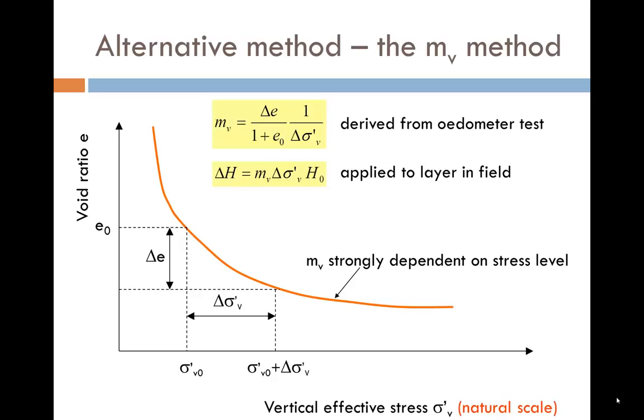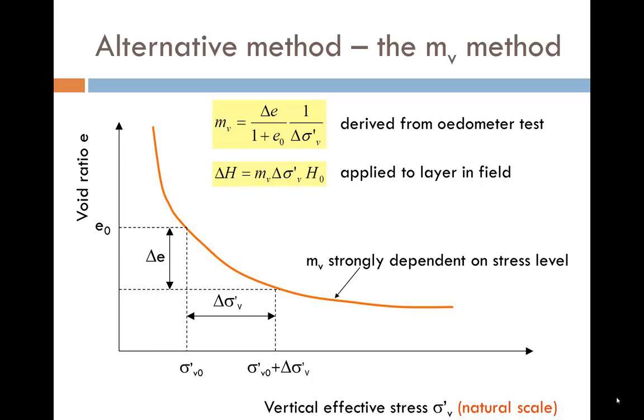An alternative to this method is what's called the mv method. If the vertical effective stress is plotted on a normal scale instead of the log scale we have been using, we get this curve instead of the two straight lines. The equation on the top defines mv, essentially the slope of the curve between stresses sigma-V and sigma-V plus delta sigma-V, divided by 1 plus e0.